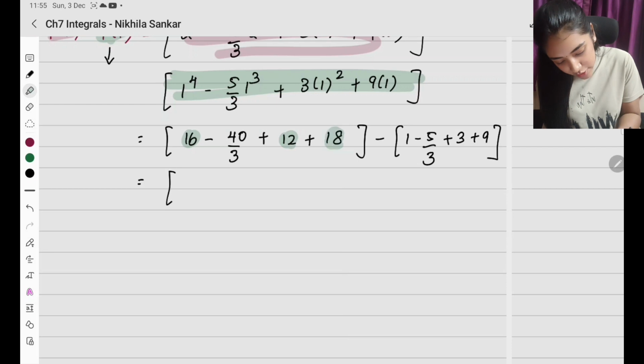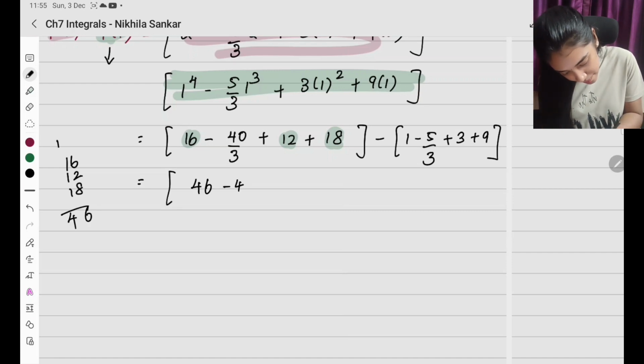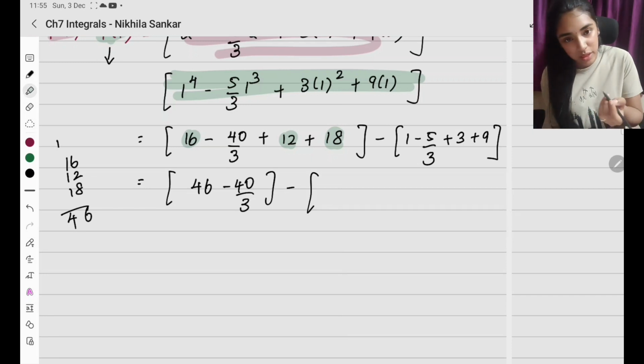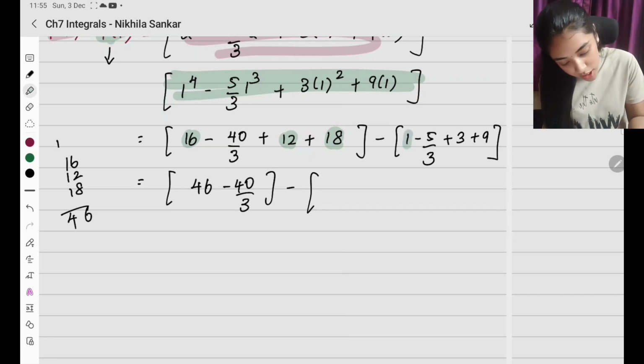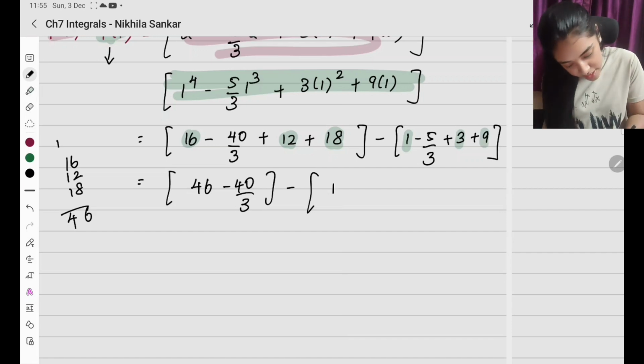By 3 I leave it off. Adding only the values, 16, 12, 18, what do I have? 8 plus 2 is 10, 16 is 1 46. So 46 minus 40 divided by 3 minus, this is a simple way of calculating. You can calculate it in any way you want. 1 plus 3 plus 9, which is going to be 9 plus 1 is 10, 10 plus 3 is 13. 13 minus 5 divided by 3.